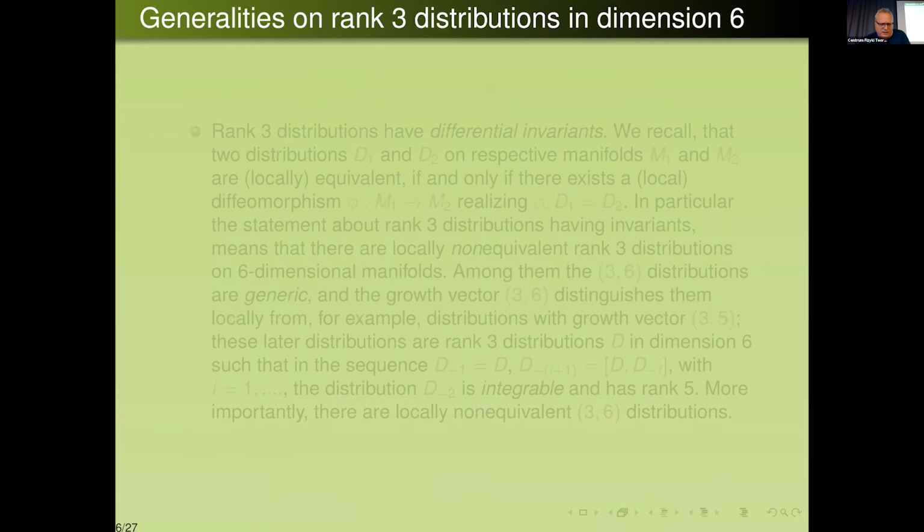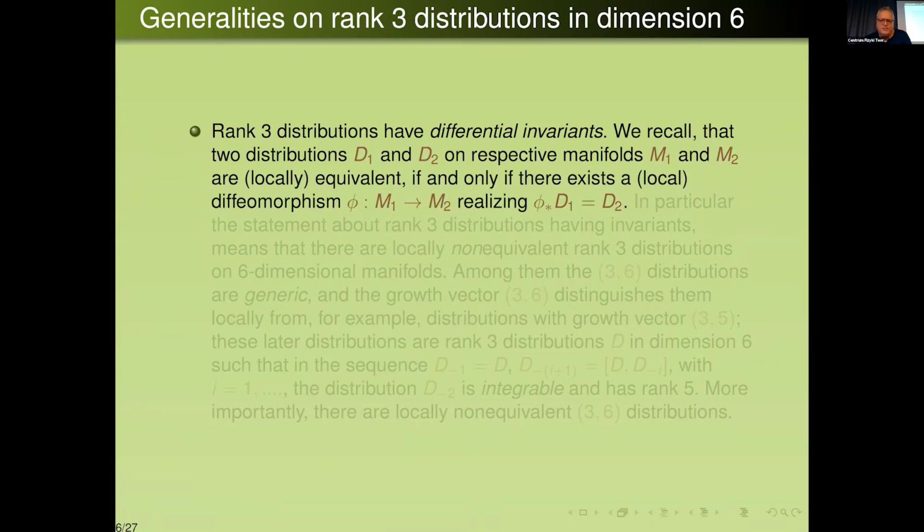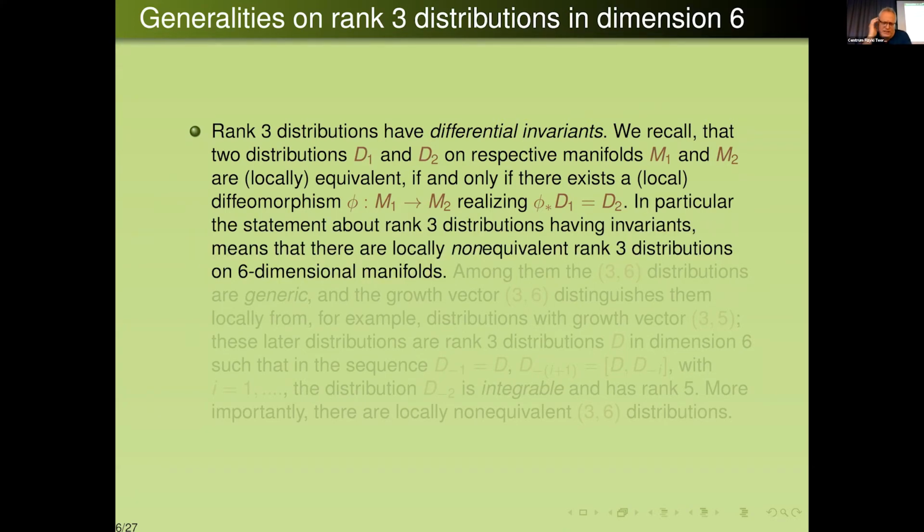So now let me recall a few things about distributions. Again, I said it yesterday, but I repeat it in this particular situation. Rank-3 distributions have differential invariants. So we know what it means that two distributions are locally equivalent. In particular, the statement about rank-3 distributions having invariants means that there are locally non-equivalent rank-3 distributions on 6-manifolds. Among them, the (3,6) distributions are generic. So if you randomly choose a rank-3 distribution on a 6-manifold, it will be this (3,6) one.